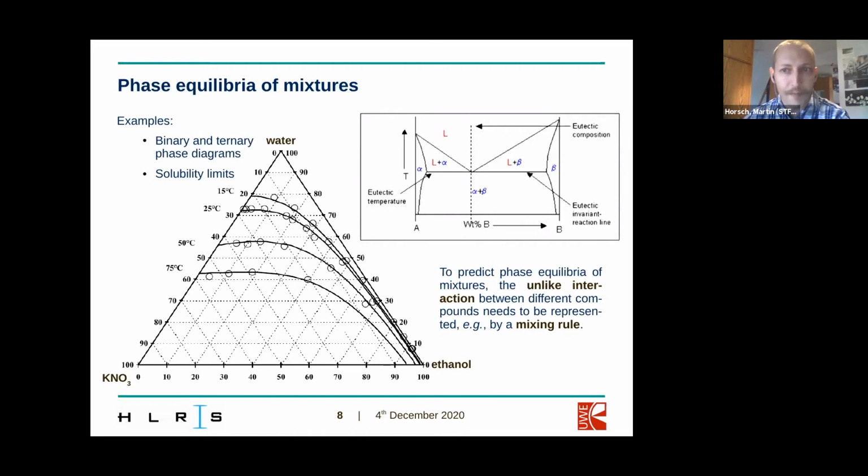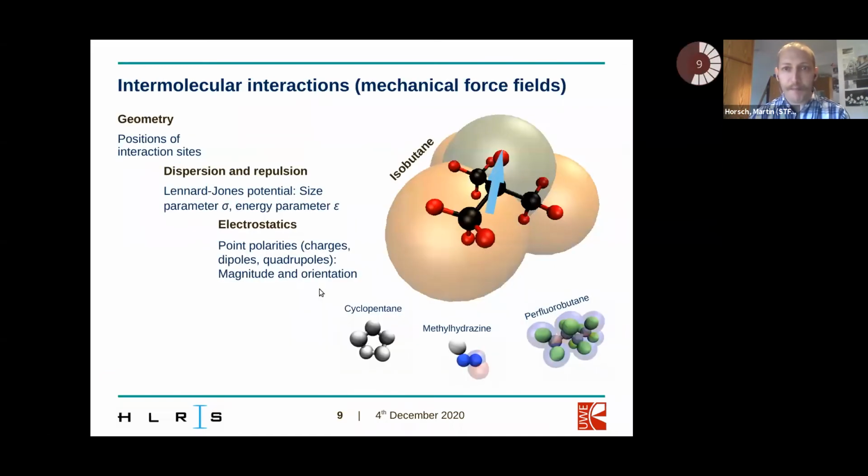If we have a model available for the pure compound, and we want to apply this to a mixture, then in addition to representing the interaction between similar or like molecules, we need a model for the unlike interaction, the interaction between molecules that are unlike. So how is this done?